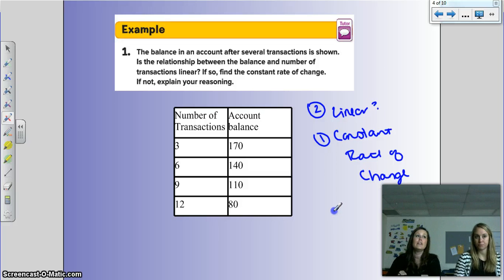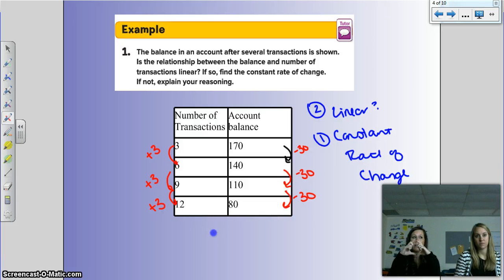Then at 6 transactions, it looks like it's going up 3, but my account balance is decreasing. That's okay. You can have a decreasing balance. Well, you really don't want to, but you can have a decreasing table. So this goes down by 30. And on the other side, it's going up by 3 each time: 3, 6, 9, 12. You're looking for that pattern. On the other side, we're going down by 30 every single time. So our constant rate of change would be -30.